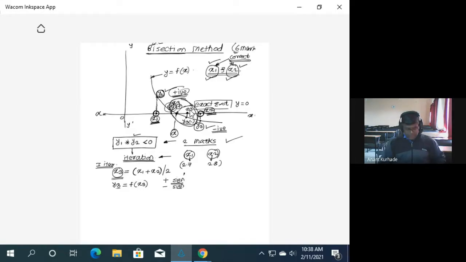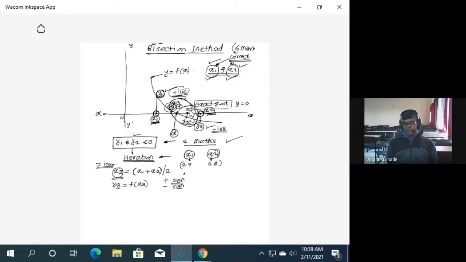Now see, it is clearly mentioned that you have to perform 6 iterations. So for each and every problem, it is not required to draw this graph, or to show x1, x2 in this graph. If we are performing 6 iterations, then in the actual exam we have to show only one iteration in detail. Only the first iteration in detail.